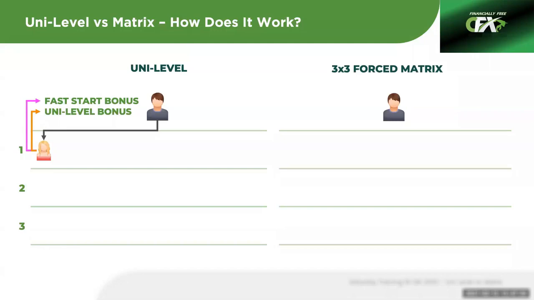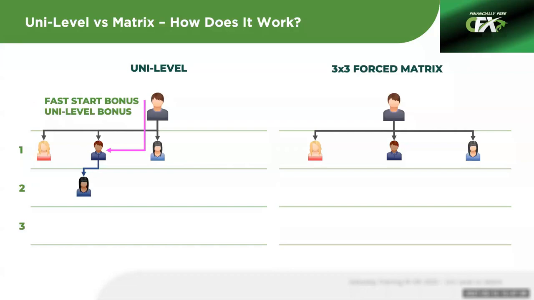Okay. Now, when this person is placed in the matrix, that's fine. And then you introduce another person and they go in the matrix. And then you introduce another person and they go in the matrix. And bear in mind, for all these 3 people that you've introduced over here, you're earning fast start and uni level bonus. All right. Now, this person introduces that person as before.